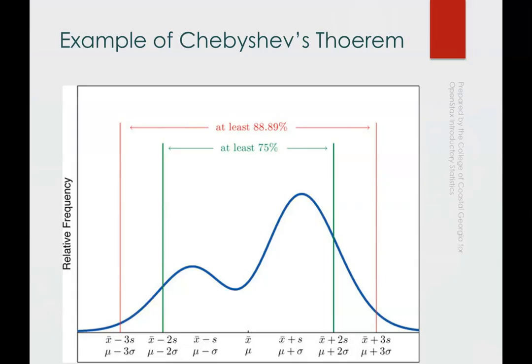So here's just a picture of what that would look like. So even though this is not a normal distribution or symmetrical or anything, you can still see where the brunt of the data is going to be in the 75% in the middle there.